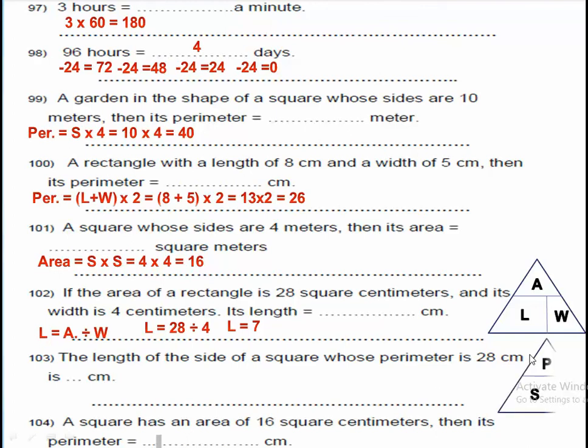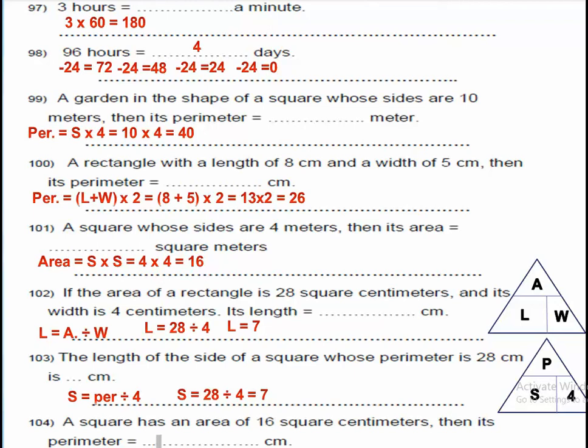Let's draw the magic triangle for the perimeter of a square. Perimeter equals side times 4. If I want to calculate side, divide perimeter by 4. It will be side equals perimeter divided by 4 equals 28 divided by 4 equals 7 centimeter.